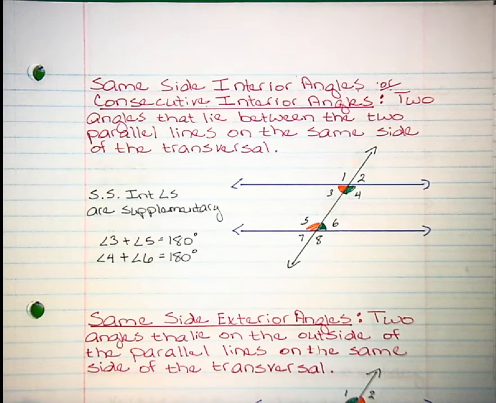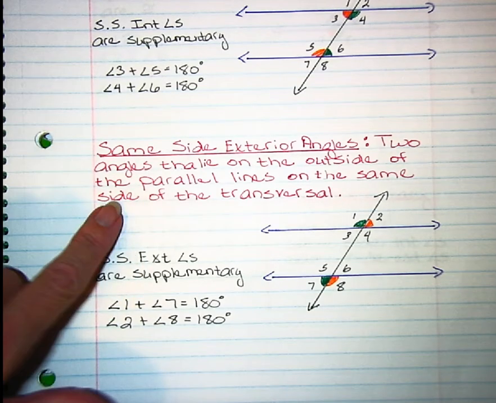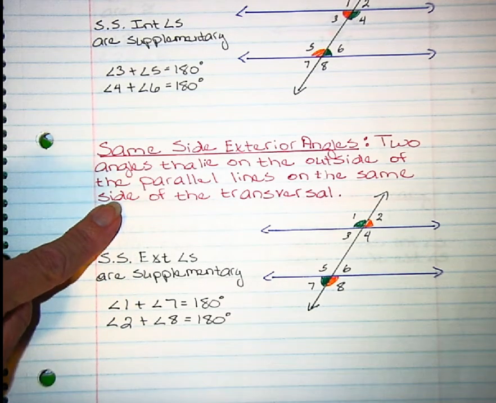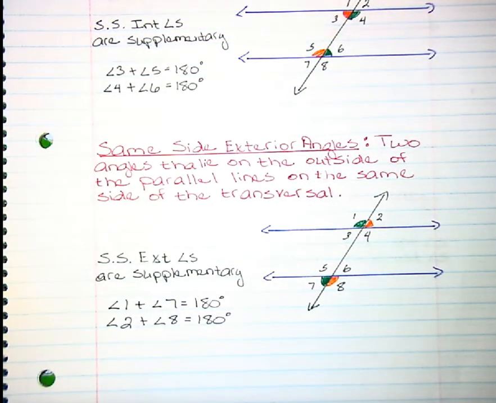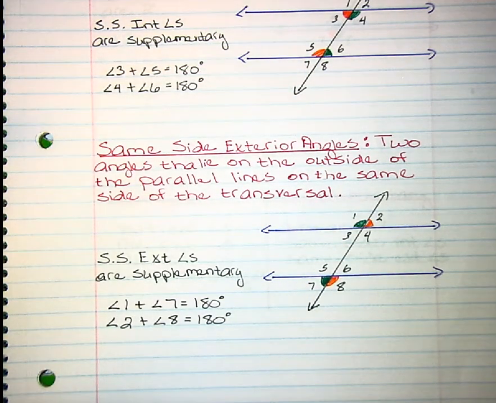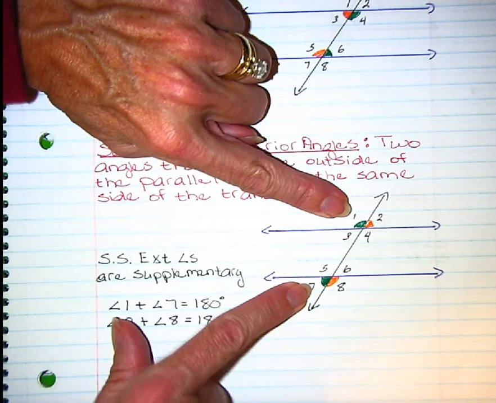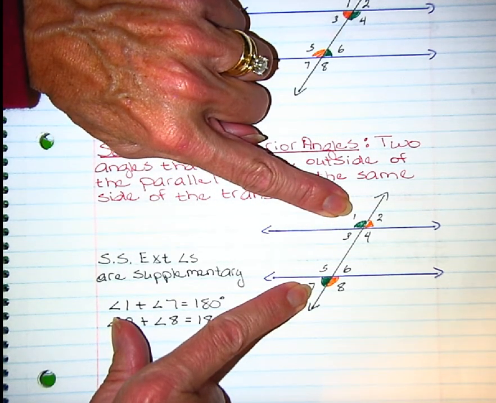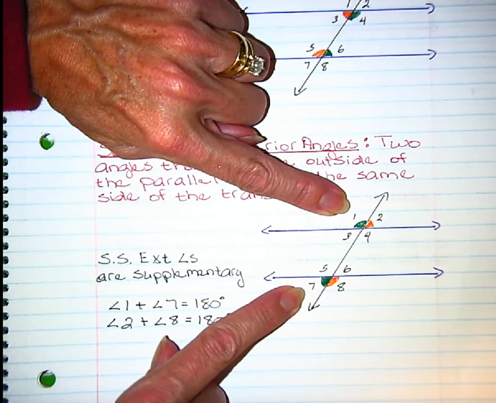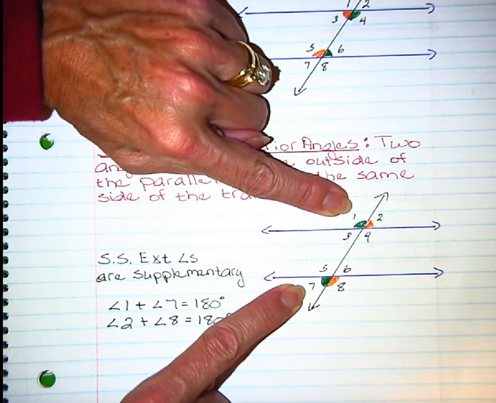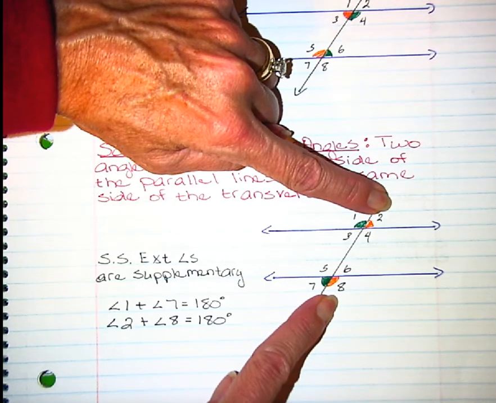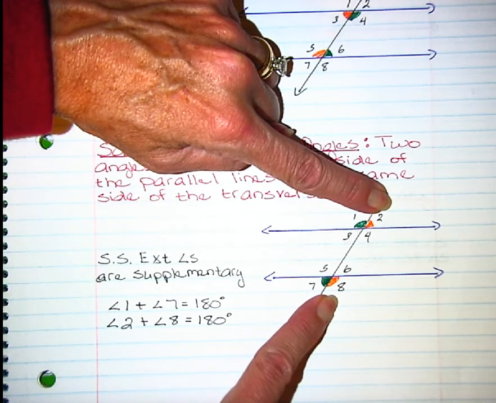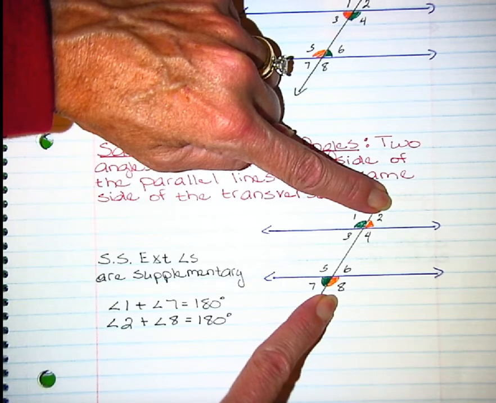Now, let's look at same side exterior angles. Just like it sounds, same side meaning same side of the transversal, exterior meaning on the outside of the parallel lines. So I have both on the left side on the outside of the parallel lines, angle 1 and angle 7, those are same side exterior, and angle 2 and angle 8 are both on the right side, and they are both on the outside of the parallel lines, so they are same side exterior angles.